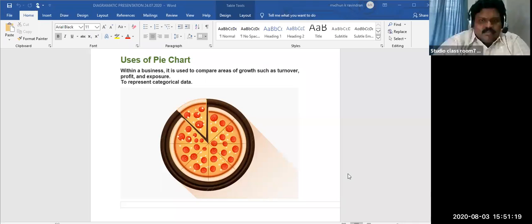Okay, so here, what are the uses of a pie chart? Within a business, we are using a pie chart. It is used to compare areas of growth such as profit, turnover, and expenditure of each and every company. Basically, they are using this pie diagram. So at a single glance, we are able to understand what message is conveyed by the particular pie diagram. Okay, here come the advantages of a pie chart.